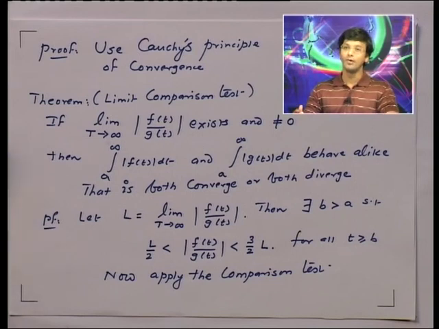There is an epsilon, right? Given any epsilon greater than 0, there is a T naught such that all those things hold. So take the epsilon to be L by 2. Then there is a B bigger than a such that L by 2 is less than mod f(t) by g(t), which is less than 3 by 2 L, for all t bigger than or equal to B. Now you simply use the usual comparison test that we have done, correct, and the job is done. Is it okay? The limit comparison test for improper integrals.